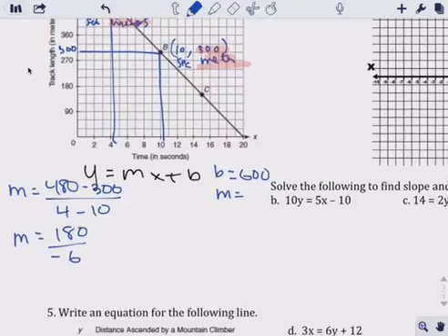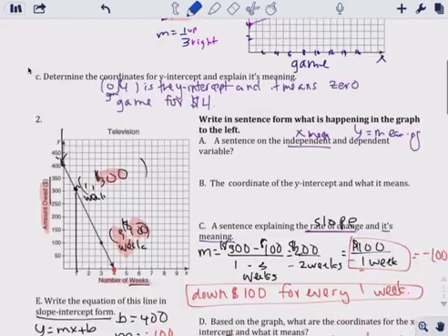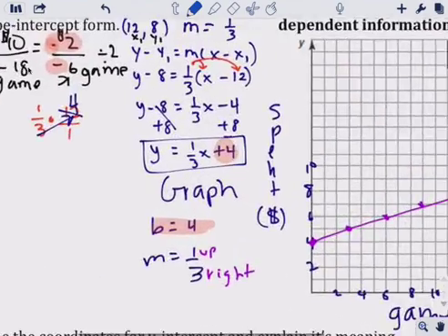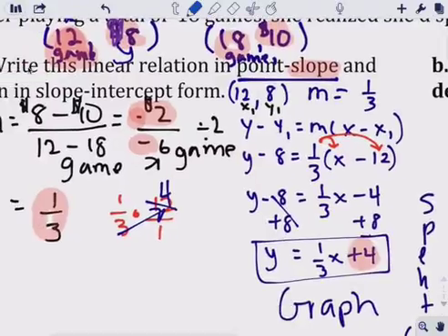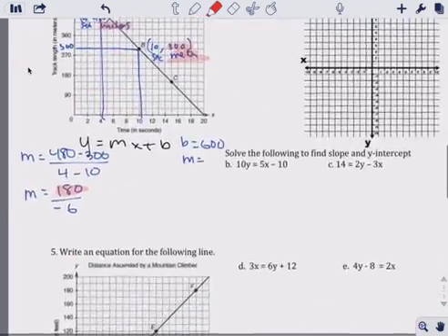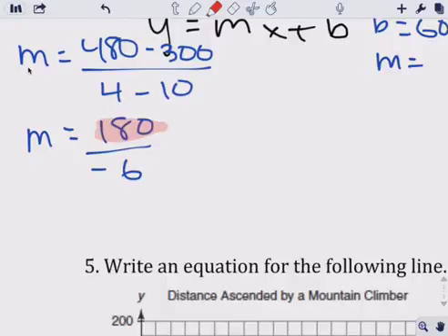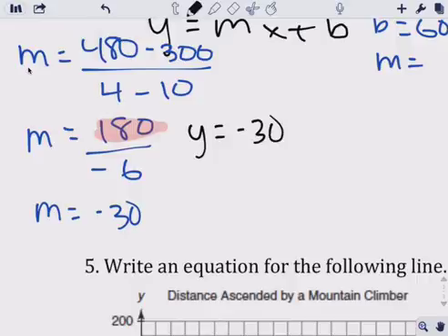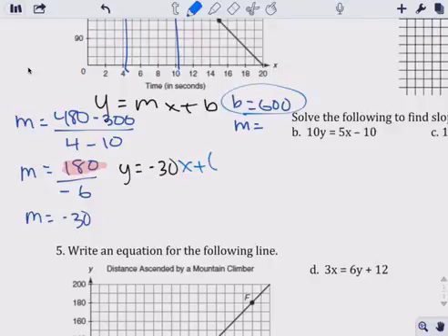Divide that. We know we can divide because the numerator is bigger than the denominator. We don't reduce. Now, in the first case, if you remember, we reduce because the numerator is smaller than the denominator. Here, the numerator is bigger than the denominator, so we can divide, and we get m equals -30. Okay? So our answer is y equals -30x plus 600.